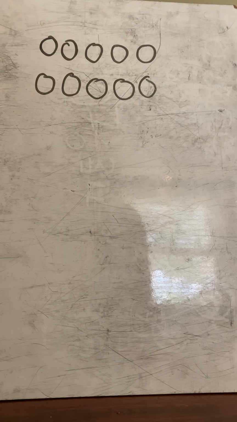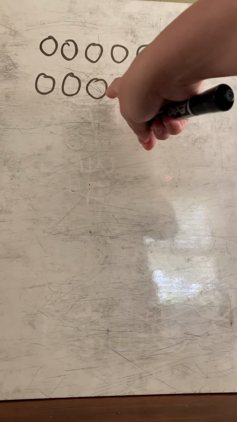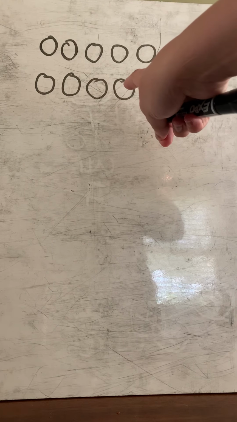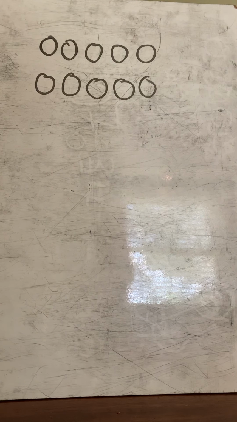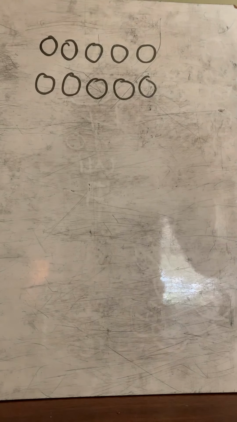Joey had 10 buttons on his jacket. 2 buttons broke off his jacket. How many buttons are left on his jacket? Look up here. The circles represent the buttons on Joey's jacket. What I want you to do is go ahead and draw a number bond.